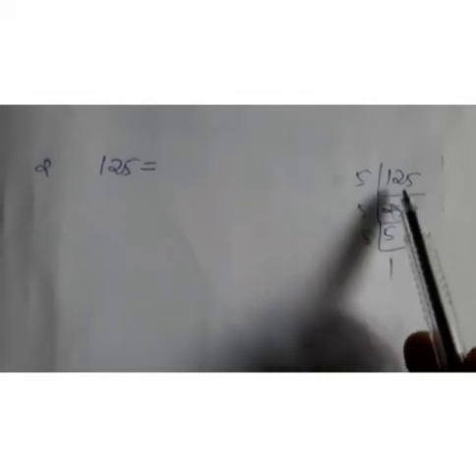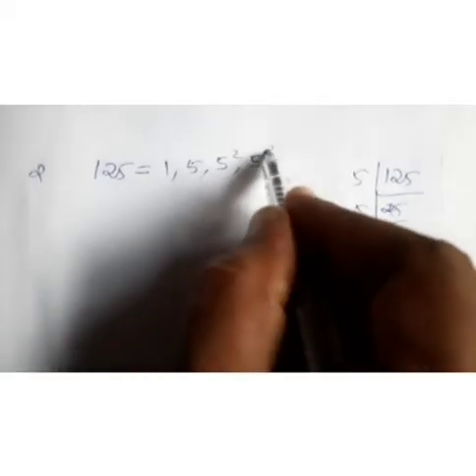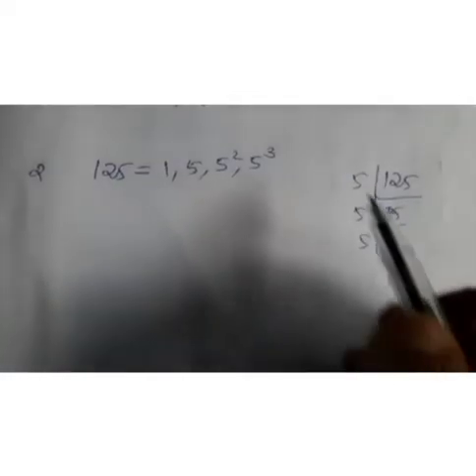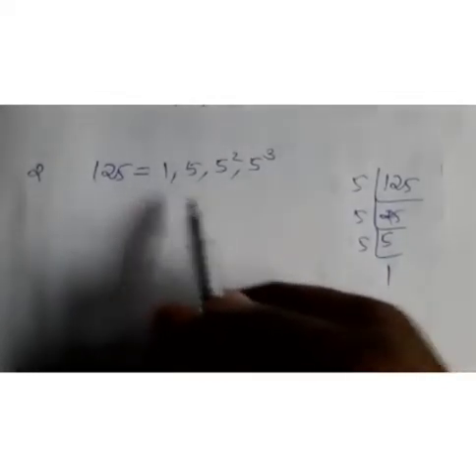125. If you factorize like this, 5 cube is 125. So the factors are 1, 5, 5 square and 5 raised to 3. 5 raised to 3 is 125. 5 square into 5 is 125. 25 into 5.